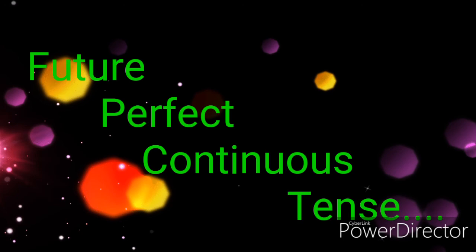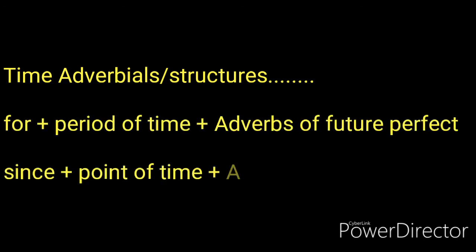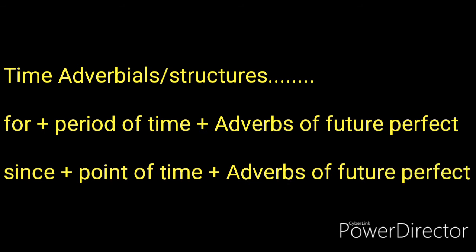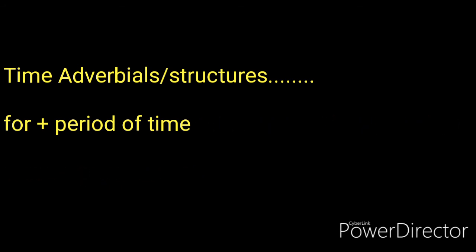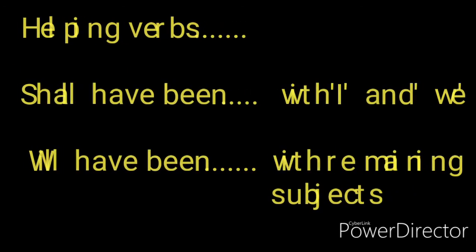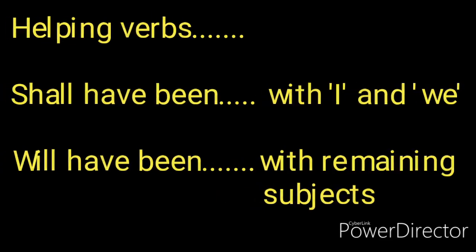Future perfect continuous tense. Time adverbials or structures. For plus period of time plus adverbs of future perfect tense. And next one, since plus point of time plus adverbs of future perfect tense. In these structures, either we can see the examples of future perfect tense or the adverbials of future perfect tense after for or since plus time. Helping verbs. Shall have been with I and we, will have been with remaining subjects. From starting to last, we can see that shall is always used with I and we in tenses.